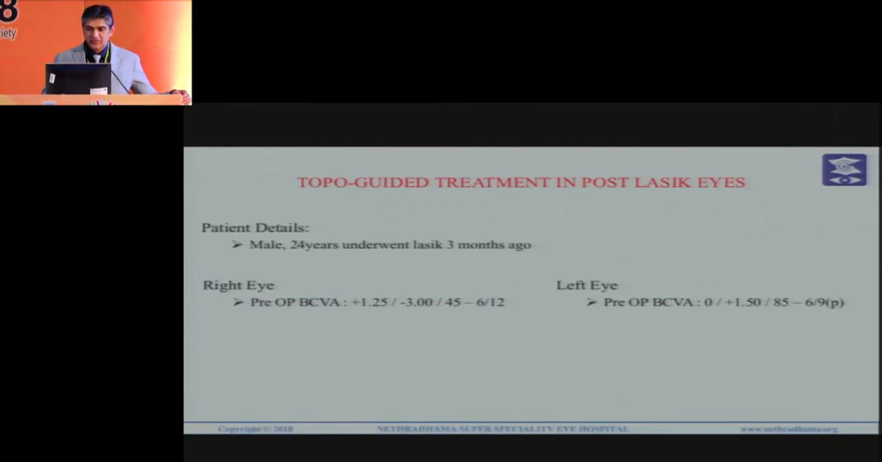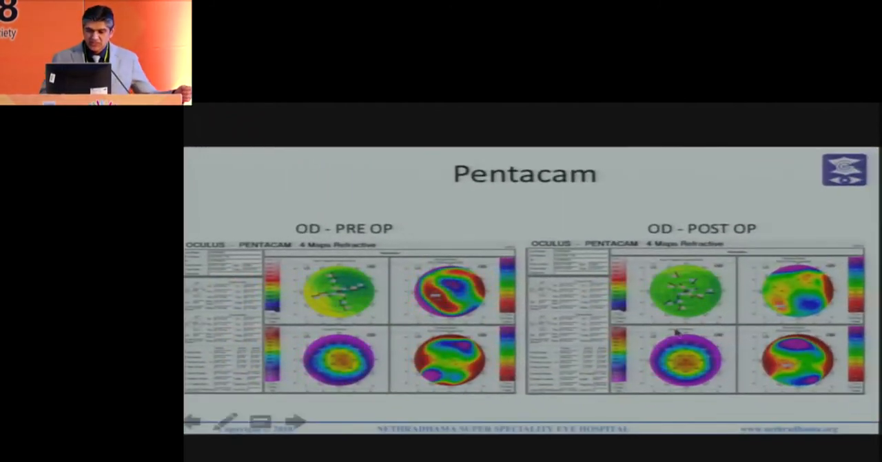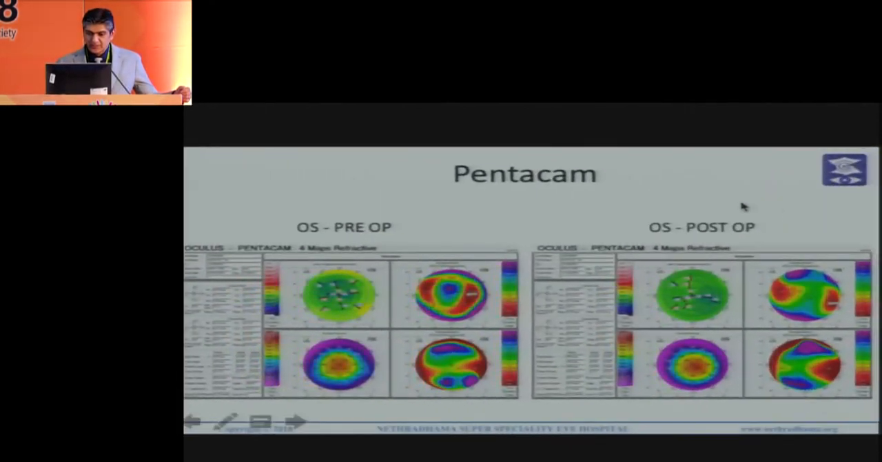Just one example of this was a case who had already undergone LASIK, male, 24 years old, came after 3 months with blurring of vision. He had a mixed astigmatism, and best corrected vision was 6/12 in the right eye. In the left eye, he had a cylinder, improving to 6/9 parts. And this is his topography. You can see that there is some amount of irregularity on the Pentacam, and after the treatment you can see this is the difference.